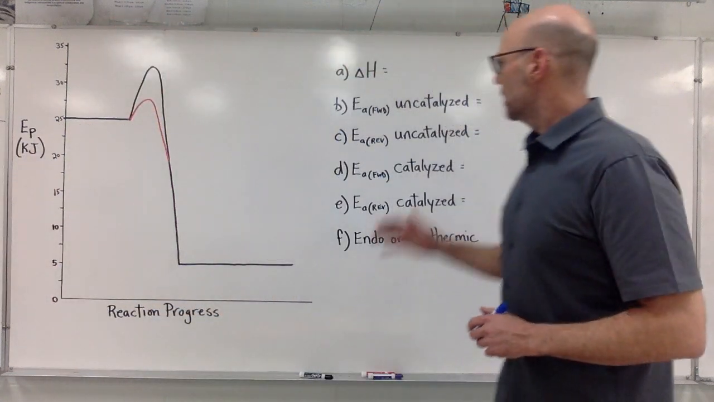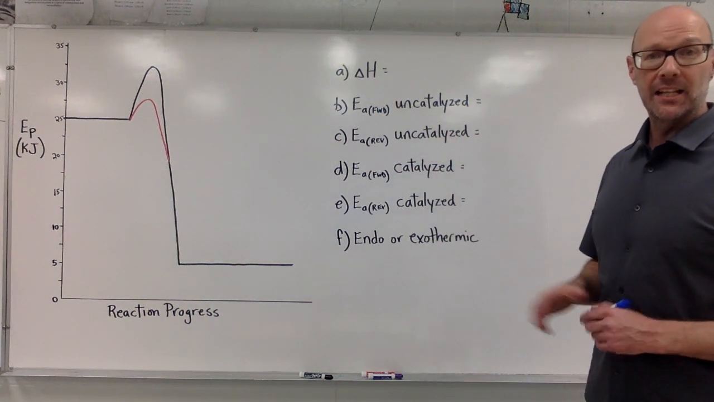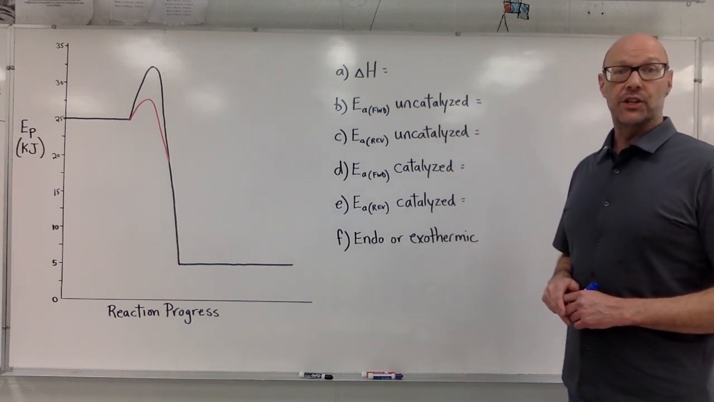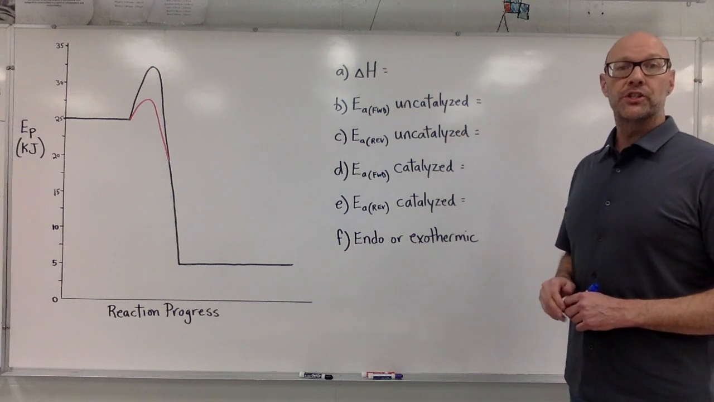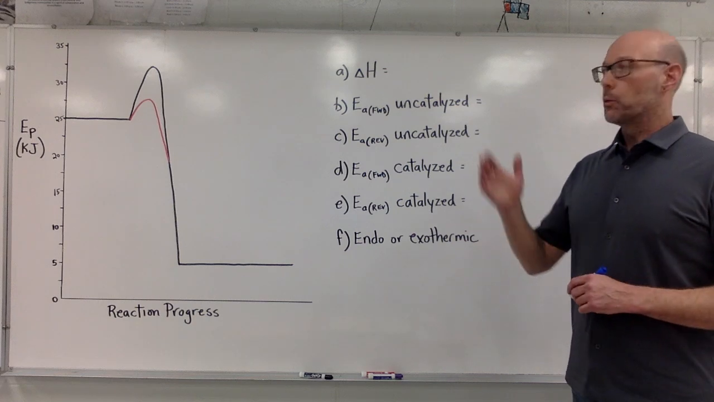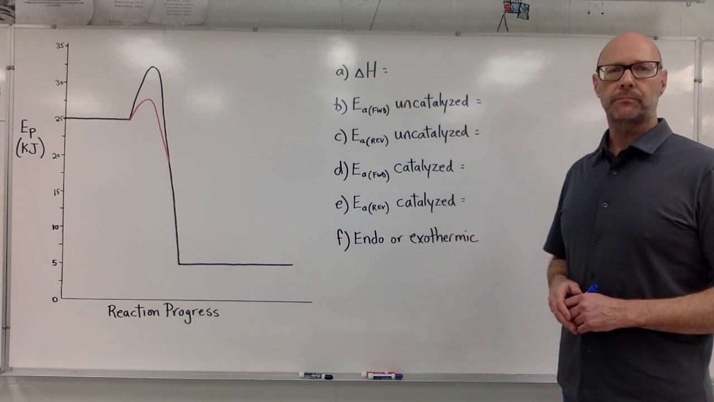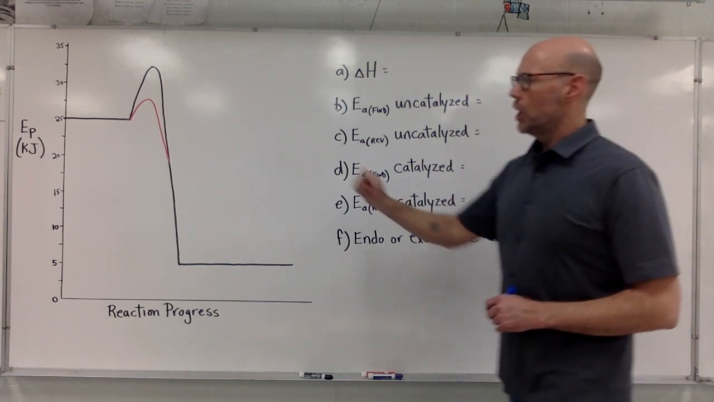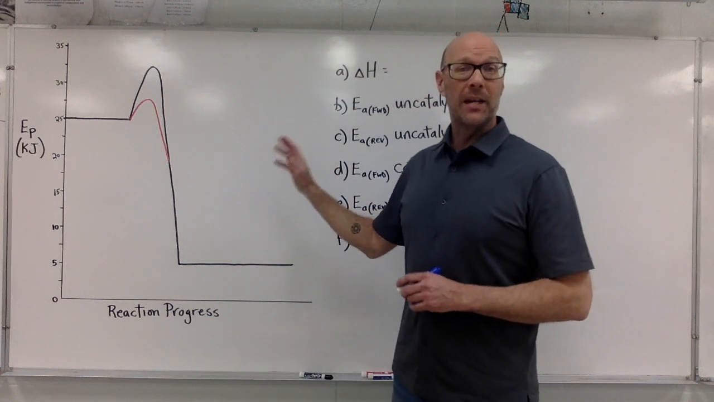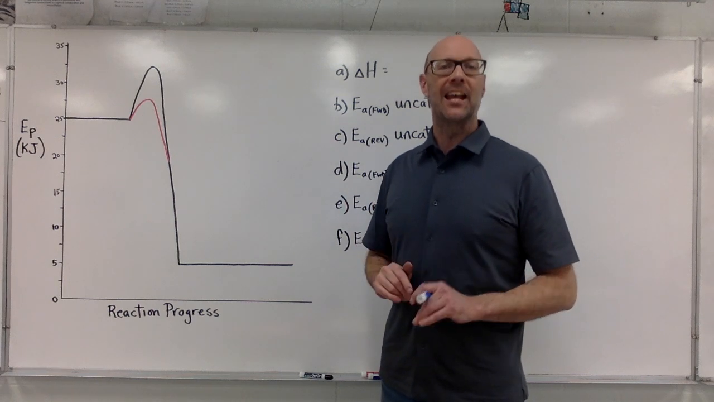Let's see if we can find the delta H from the graph, the forward uncatalyzed activation energy, the reverse uncatalyzed activation energy, the forward and reverse catalyzed activation energy, and in the end, let's decide if this represents an endo or exothermic style situation. In order to answer these questions, we want to use the values on the y-axis, but it's really important we know which area of the graph we're focused on. Let's take it really methodically and deliberately.